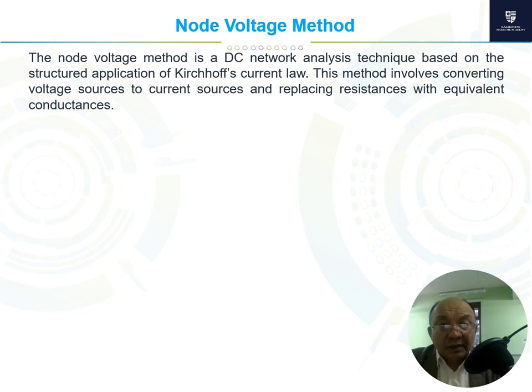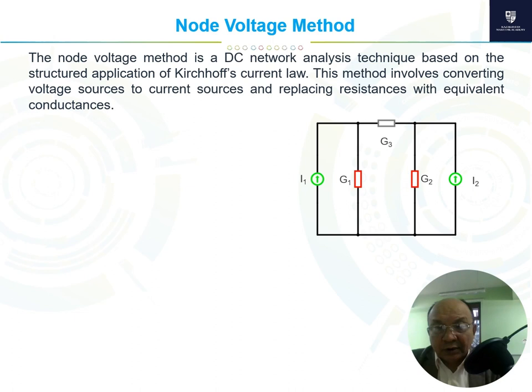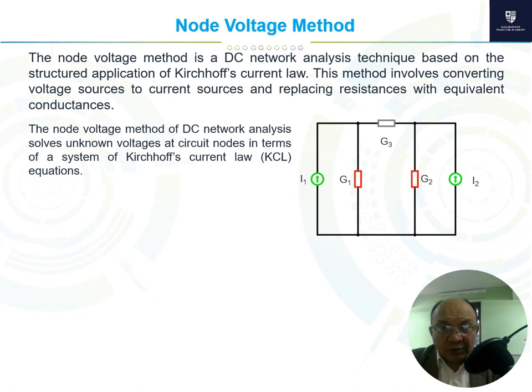The node voltage method is a DC network analysis technique based on structured application of Kirchhoff's current law. This method involves converting voltage sources to current sources and replacing resistances with equivalent conductances. So now we have our circuit. We replace our voltage sources and resistors with current sources and conductances. So the node voltage method solves unknown voltages at circuit nodes in terms of a system of Kirchhoff's current law equations.